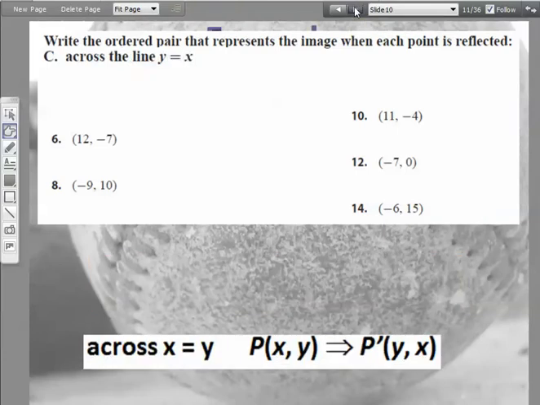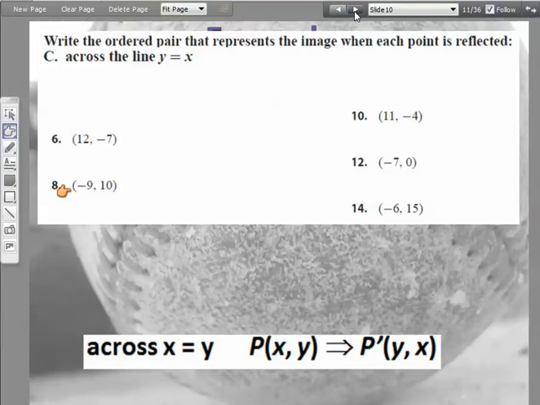Okay, let's look at what happens when it crosses over the y equals x line. You've got to remember, if you were to set up a line on a graph where y equals x, you would have a line with these points: 0, 0, 1, 1, 2, 2, 3, 3, and it would make a line going exactly diagonal across a graph. Well, I'm going to be reflecting from one side of that line to the other. Whenever you do that, nobody is opposite. It's just x and y switch spots. So 12, negative 7 will become negative 7, 12. Negative 9, 10 will become 10, negative 9, and so on.